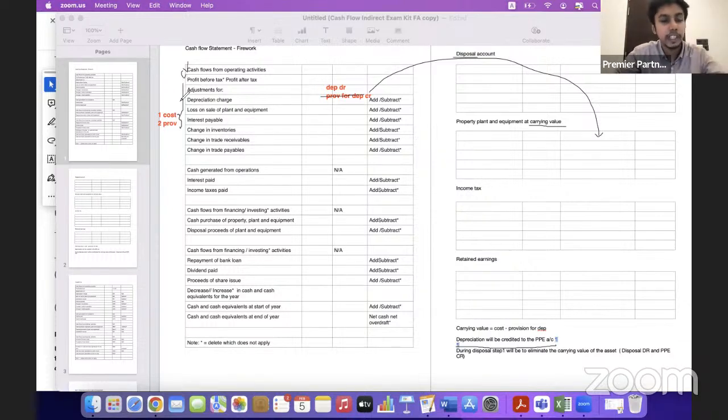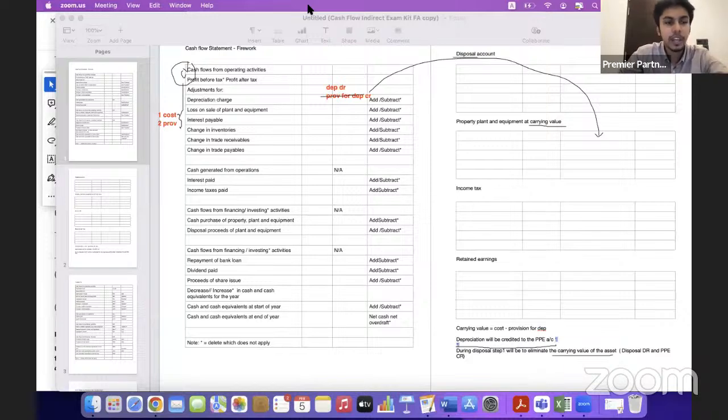Because, guys, understand, when you remove cost and when you remove provision, cost minus provision is anyway carrying value, no? So rather than doing cost and provision separately, we eliminate the carrying value at once. Here, during disposal, step number 1 will be eliminate the carrying value of the asset. So these are two things that you should learn when you start PPE at carrying value. Apart from that, guys, the PPE account is the same.